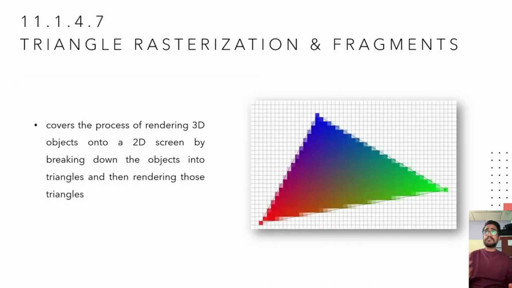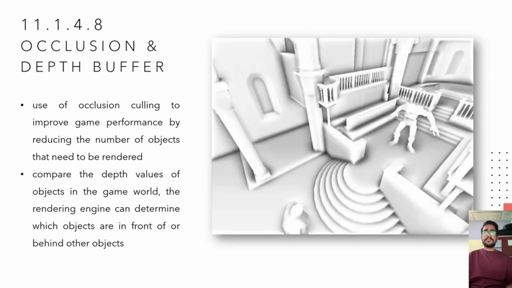Next is triangle rasterization and fragments. This basically covers the process of rendering a 3D object onto a 2D screen. As you can see in the image there, we break down all of the objects into small triangles and then we render those triangles. This also works with anti-aliasing and all of that to create a much better looking image.